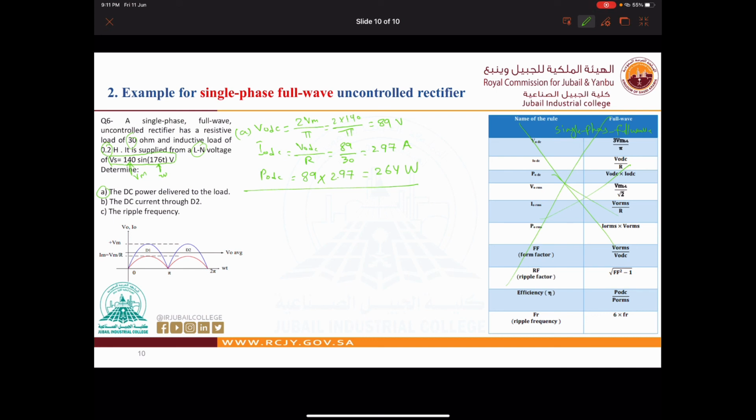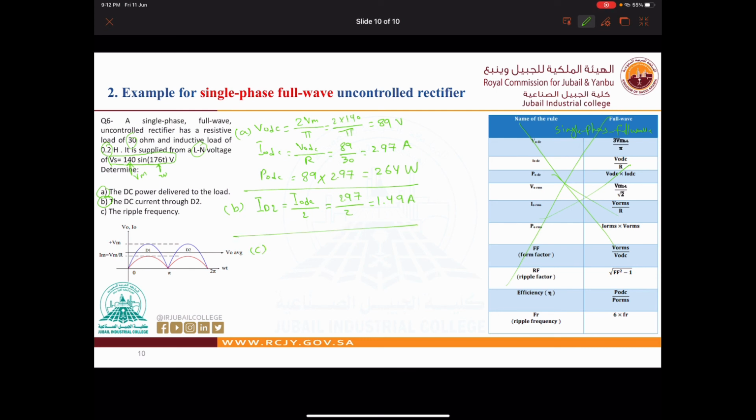For B, he needs to find the current at D2. So I D2, diode number 2, is equal to I out DC, as simple as that, divided by 2 because we have two diodes, right? So 2.97 divided by 2 is equal to 1.49 ampere. Now this is for B.